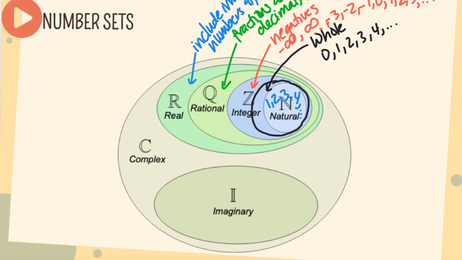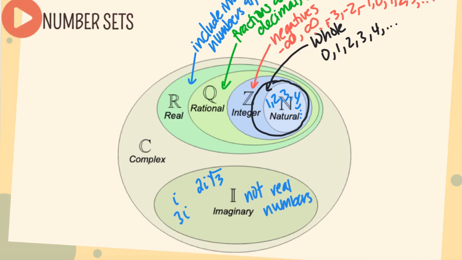But then we have these two new sections here, complex and imaginary. Imaginary numbers are completely outside of the real number bubble. So these are not real numbers. So those include i, 3i, 2i, square root of 3. However, notice that complex numbers include both real numbers and imaginary numbers.